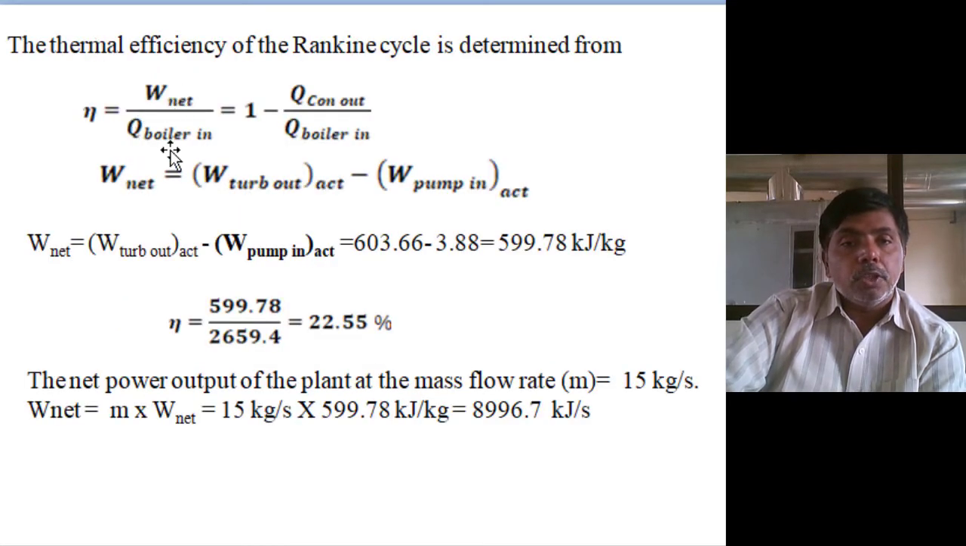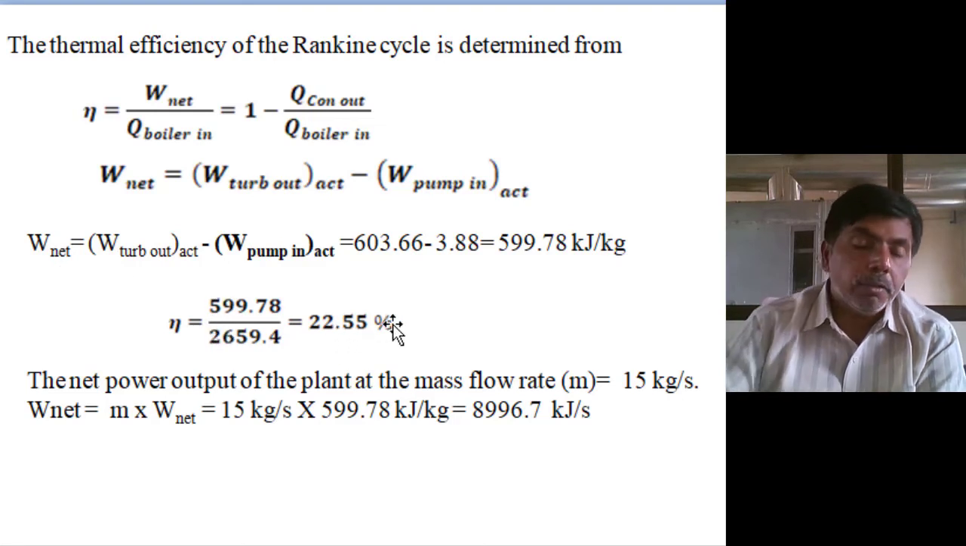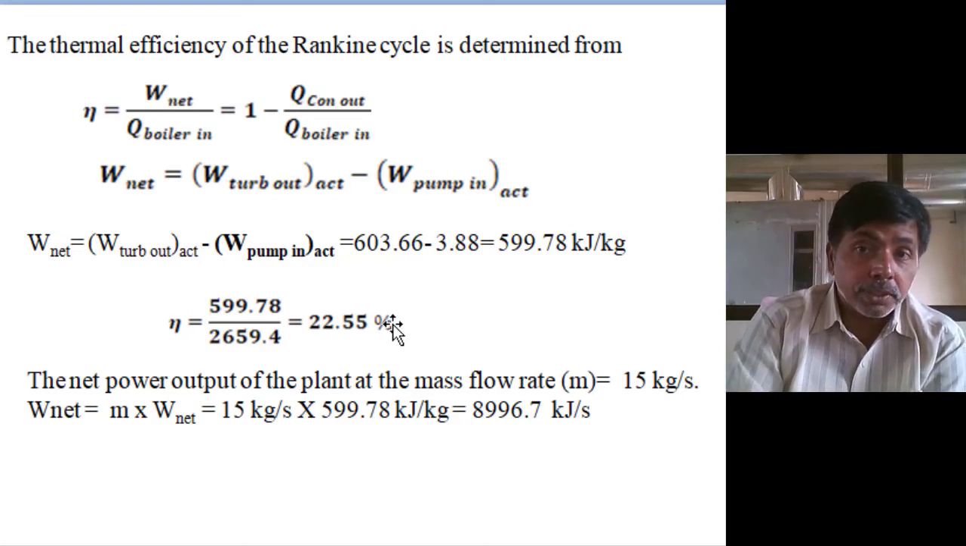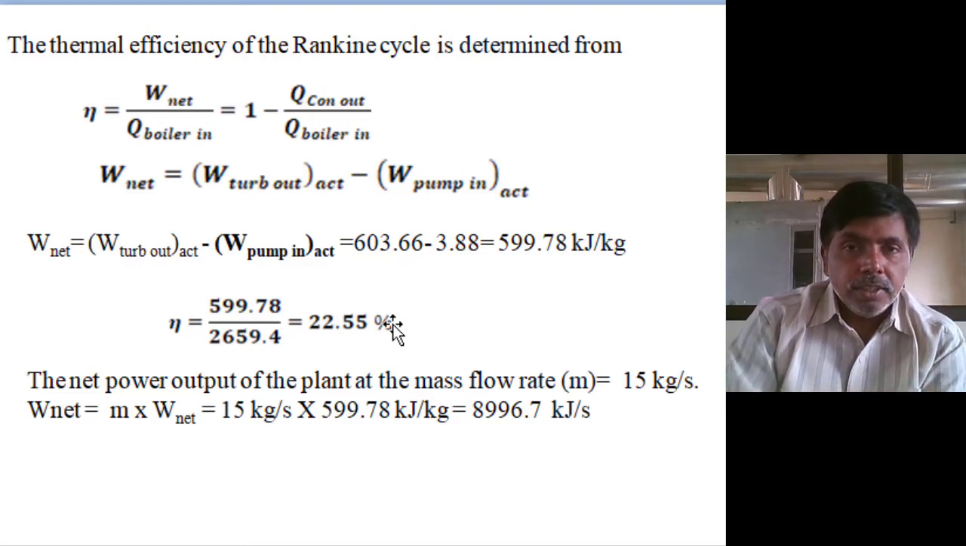Then determine the efficiency. Network output by heat input. Network output, actual turbine output minus actual pump input: 603.66 minus 3.88. We got 599.78 kilojoules per kg. Then thermal efficiency of the plant, network output by heat input. We got 22.55%. For ideal cycle 25%. For Carnot cycle 42%. You can cross verify. In actual simple Rankine cycle at 30 bar I am running, we got only 22%. If ideal cycle I am running, 25%. If I run a Carnot cycle, 42%.